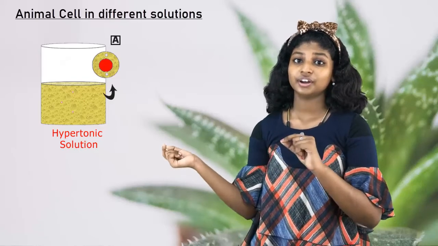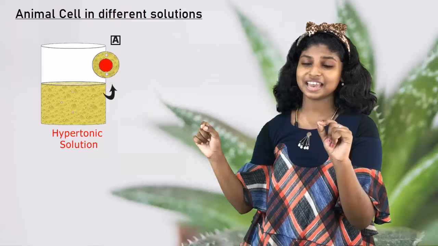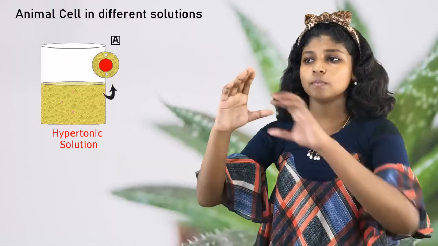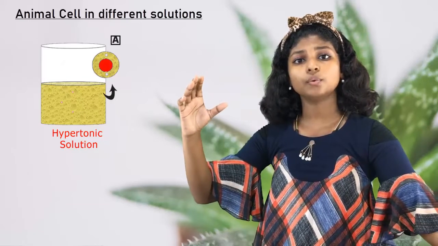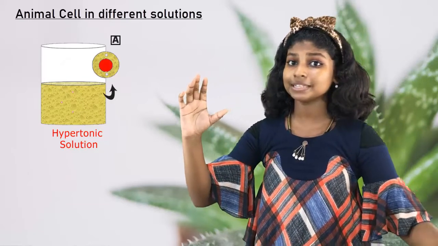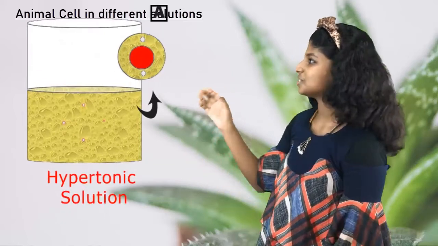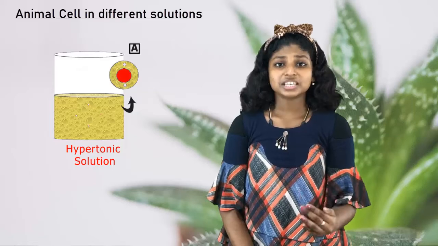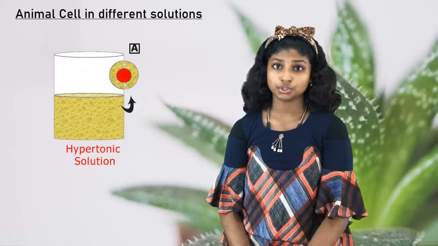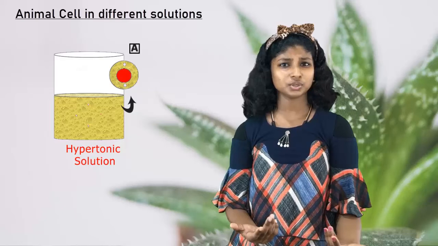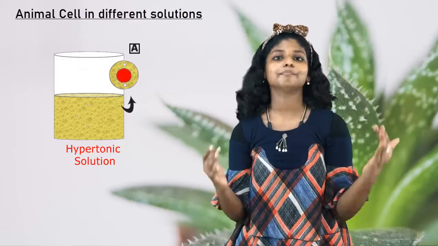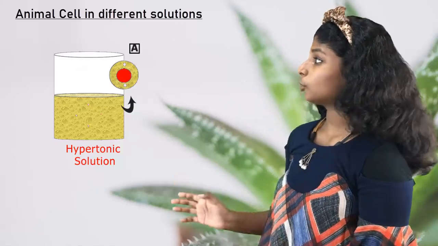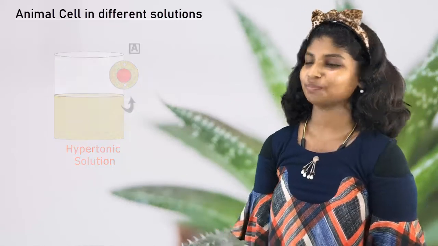So the water, or the H2O, from the cell will move to the solution, and when the molecules from the cell move outward to the solution, what happens? The cell will shrink. Can you see here? So this is known as a hypertonic solution. What do you mean by hypertonic solution? Hyper means high and tonic means concentration. So hypertonic means high concentration.